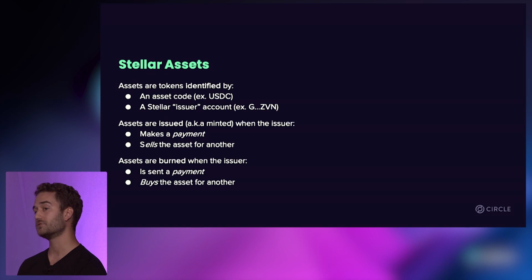When they make a payment from their account, even though they don't have any balance there, that's when the USDC is actually minted. And in the same way, assets are burned in the reverse. So when you send a payment of USDC to Circle's issuer account, that will remove the USDC from supply. And if Circle were to buy USDC using another asset they had, that would also take out USDC from the supply.